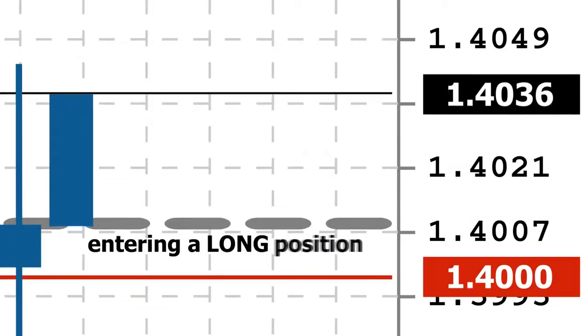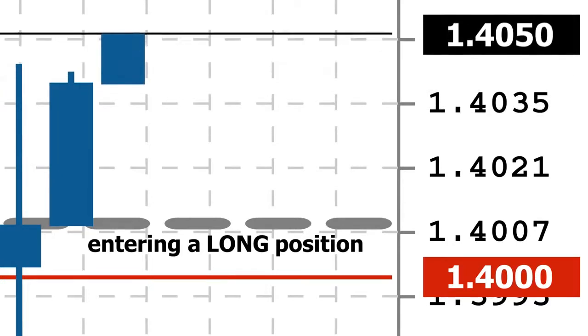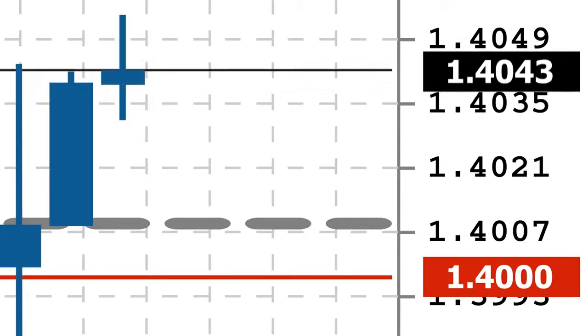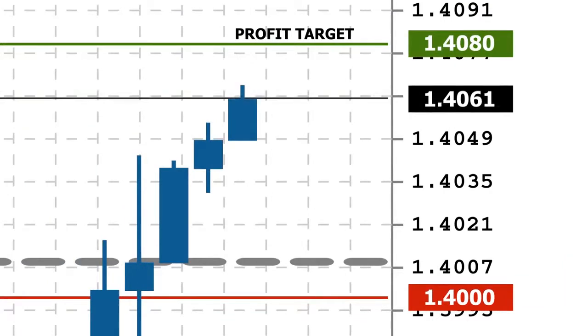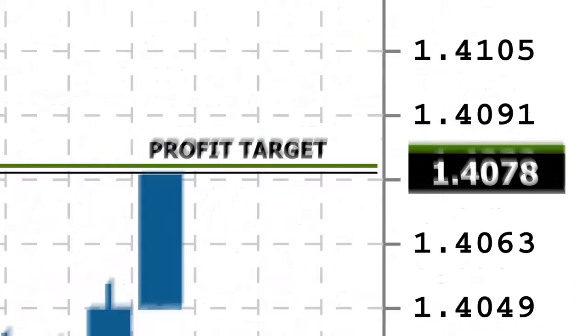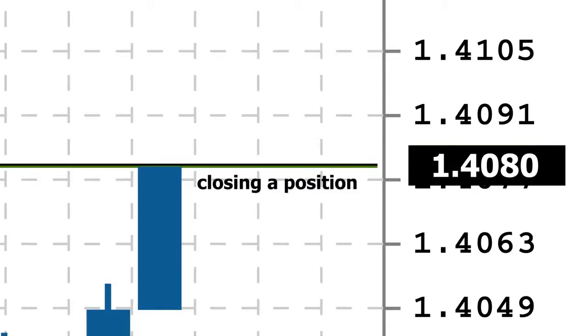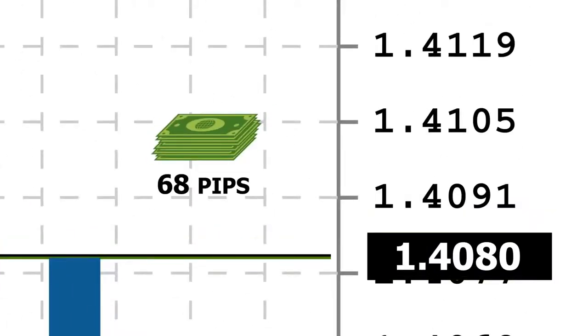Because you are buying, you are entering what is called a long position. The price is going up, it is bullish, and you are making a profit. Good. You are doing well. You are approaching your profit target and you will close your trade once the price reaches it. It is now 1.4080, and so you close your position. You have clearly made a profit and you sell and exit the market. You are out now and have made a profit of 68 pips.